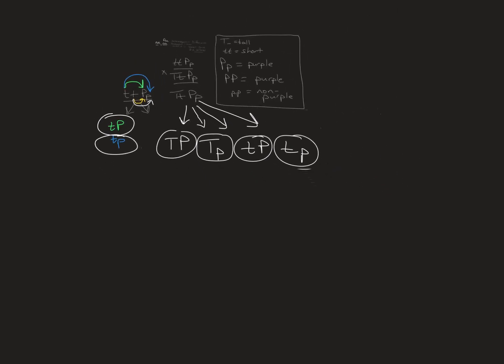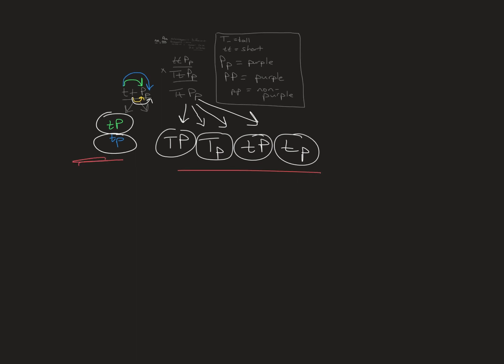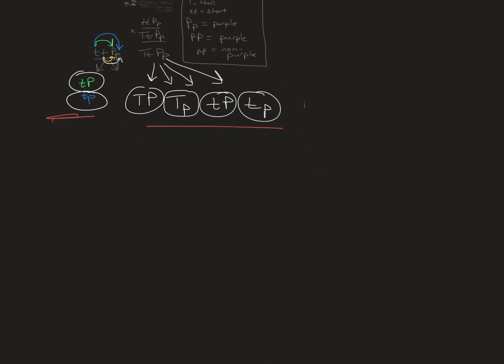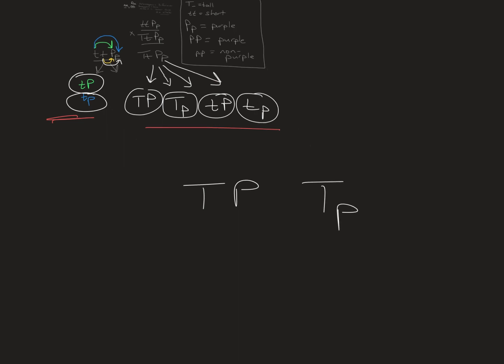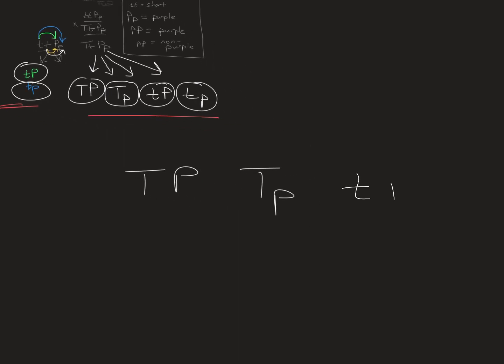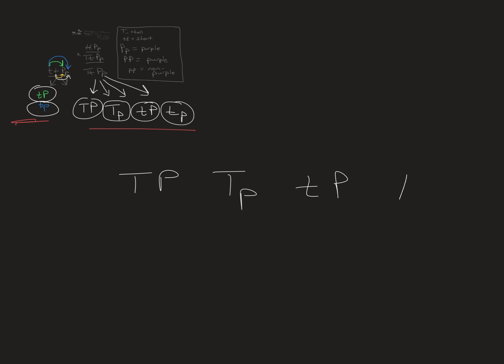So I'm going to take this and put it on one part of the Punnett square. And I'm going to take these two and put them on the other part of the Punnett square. T, P, T, P, T, P, and T, P.